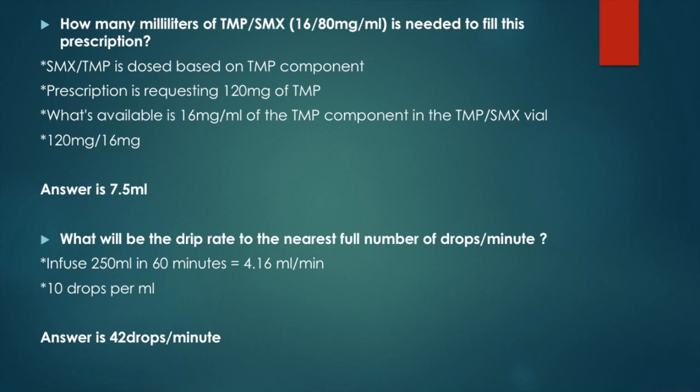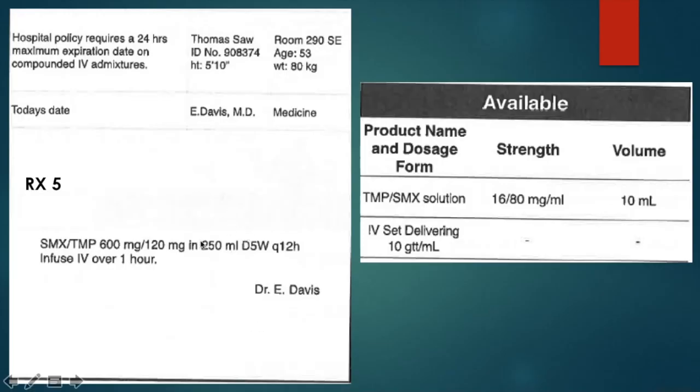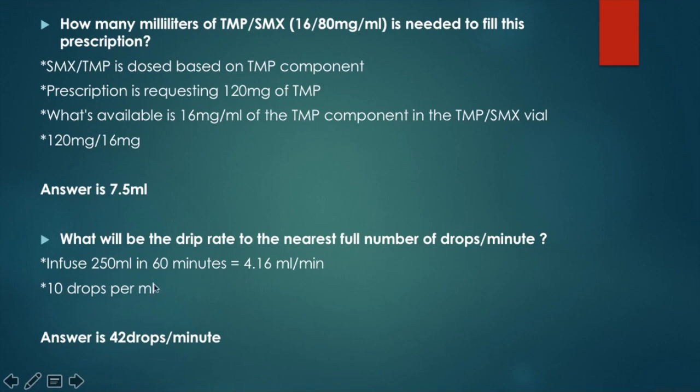Once again, what would be the drip rate in drops per minute? Go back. Take the bag, 250 ml. How often do they want it? They usually tell you the infusion rate. They want you to give it over 1 hour or 60 minutes, right? You multiply by 10 drops, right? 10 drops per ml, you get 42 drops per minute.